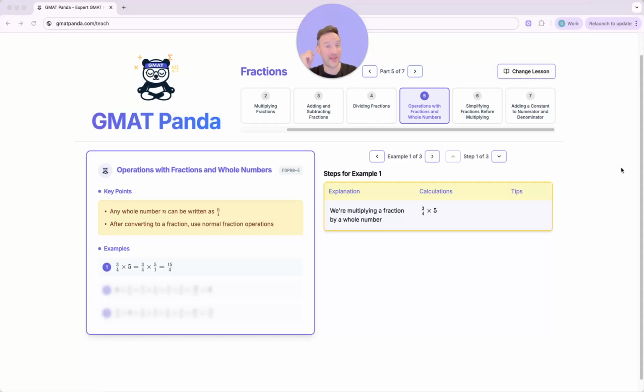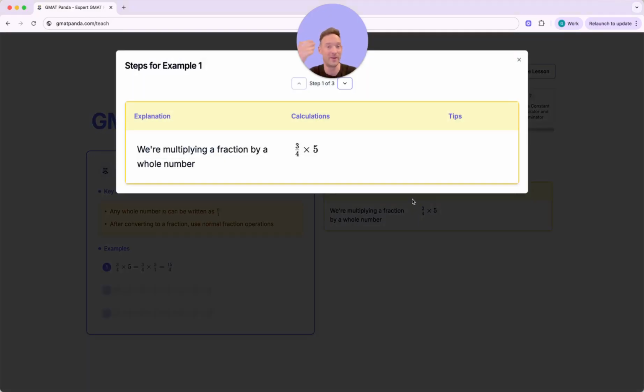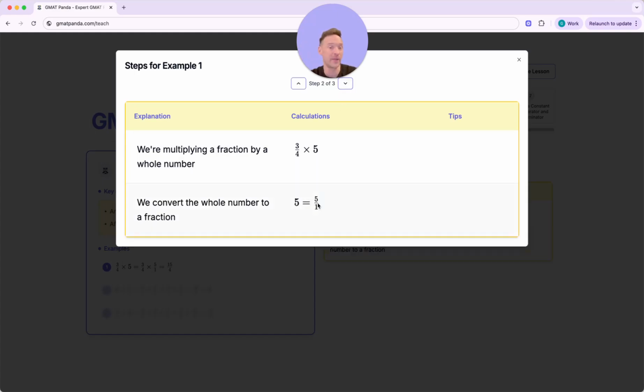Okay, so now that we're experts at manipulating fractions and multiplying them, dividing them, adding them, subtracting them, what happens if we have to calculate an operation that involves both a fraction and a round number? So, for example, what happens if we need to multiply 3/4 by 5? Well, it's actually very simple, because 5 can be written as 5/1. So we can turn it into a fraction.